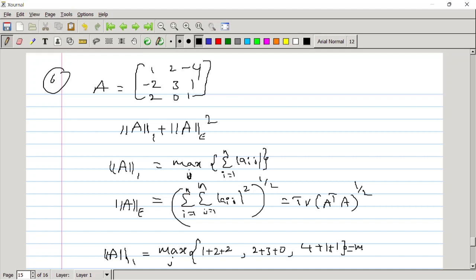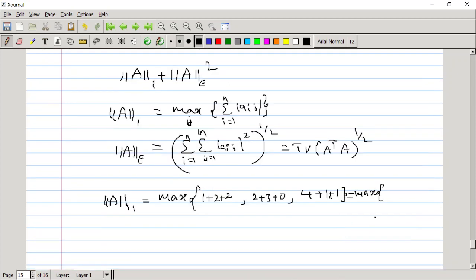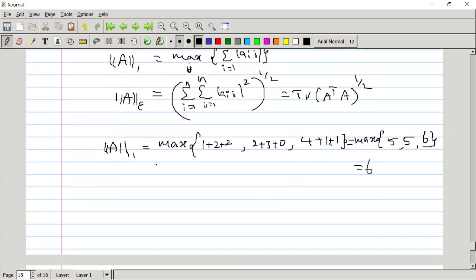So the maximum of this is nothing but, actually we have to remove the j here because we wrote the elements directly. So this is nothing but 5, 5 and 6. The maximum is nothing but 6. That is nothing but norm A1.